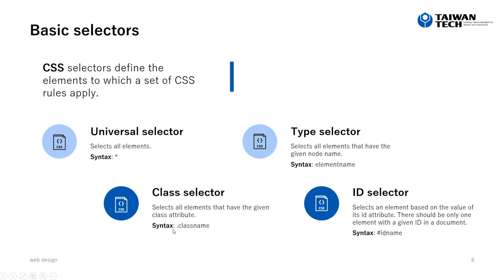Hashtag ID name. So you can use a dot with your class name, and you can use a hashtag with your ID name. But today I want to show you the difference between ID and class. Now this is really important, so please watch out. Please everyone look at me. What is ID and what is class? That is really critical, because we need to know which element needs to use ID or class.